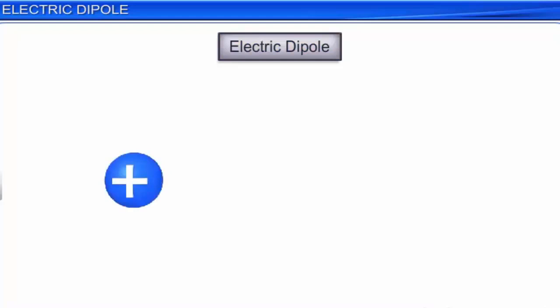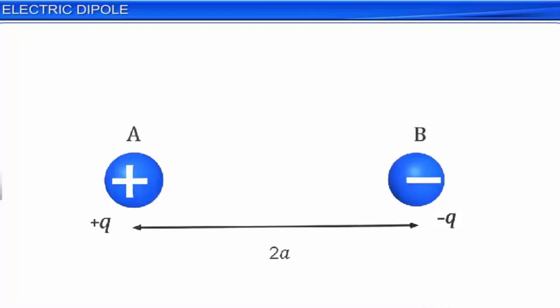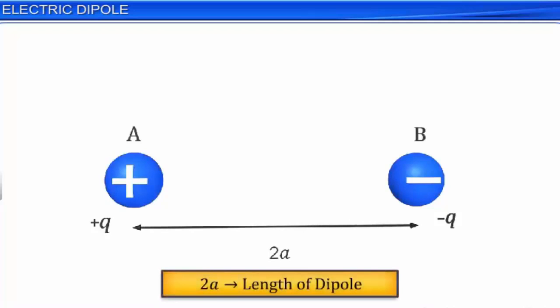A dipole consists of a positive charge and a negative charge separated by a finite distance. Consider a dipole with a positive charge +Q placed at A and a negative charge -Q placed at B at a distance of 2a. This distance between the charges is referred to as the length of the dipole.